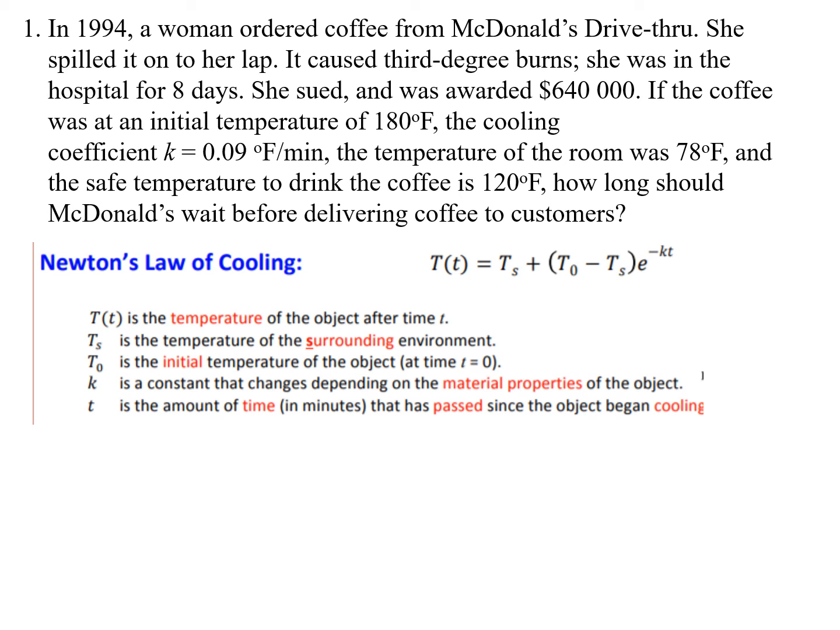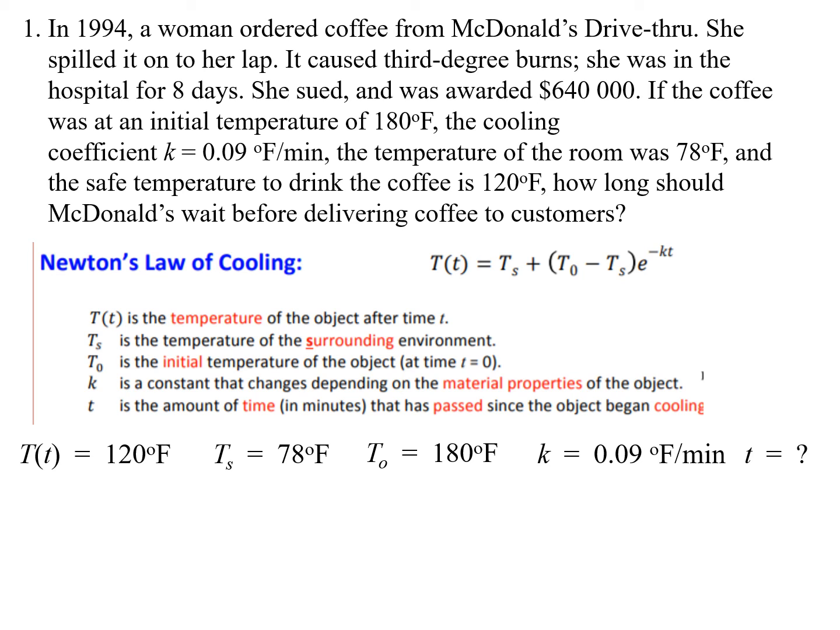So let's see, we have to identify quantities here. T of t is the temperature after time t. That's going to be 120 degrees Fahrenheit after waiting for the coffee to cool a little bit. T sub s is the temperature of the surrounding environment. That's the temperature of the room. T naught is the initial temperature. That's 180. K is the cooling coefficient, which is that. And t is what we're looking for. t is the time.